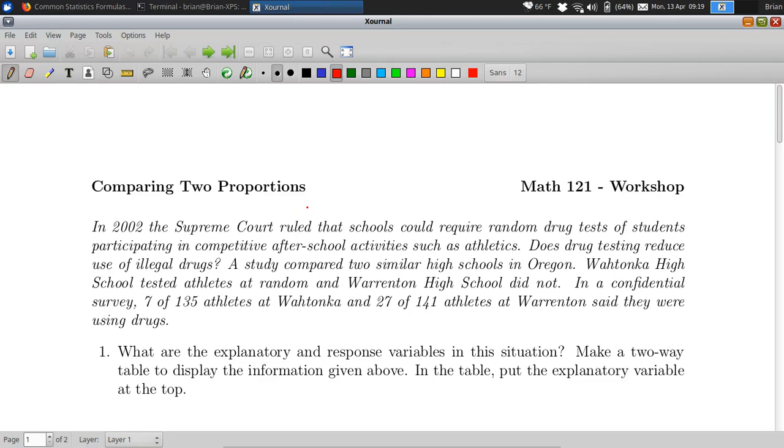Okay, everybody. Today we're going to look at how to do a hypothesis test to compare two different population proportions. So I've got this example here about drug testing of high school athletes.